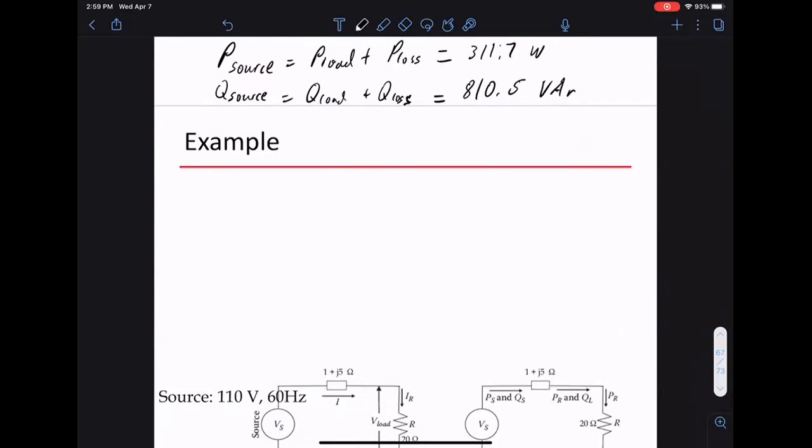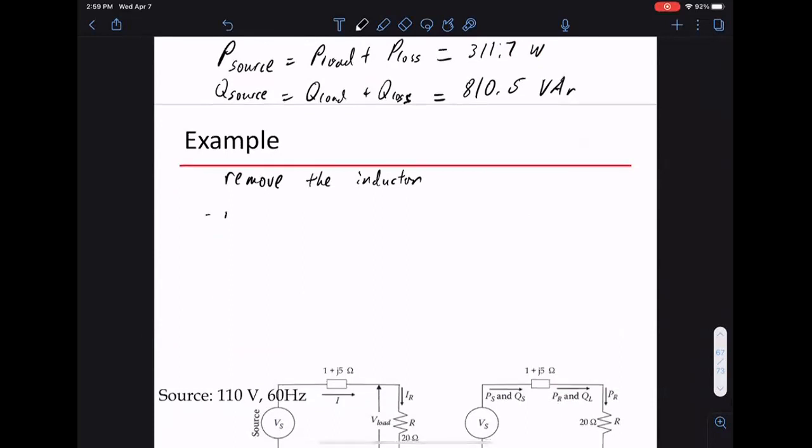Okay, so here we remove the inductor, which in practice will be canceled out by installing a capacitor. Right, so that's what happens in practice. But let's say mathematically it's equivalent to say I got rid of that inductor. Then let's say we repeat the same calculations.